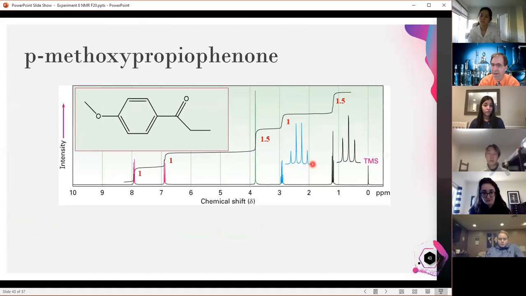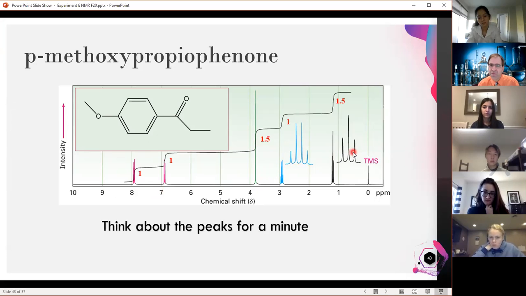P-Methoxypropiophenone. I gave you the structure for that because I would have to look that one up. So here is the splitting for p-methoxypropiophenone. Couple things that we notice. One is we've got a couple of peaks down here in the 7 to 8 region. If you see two sets of peaks out there, you've got an aromatic ring. Just know that. Those are the aromatic protons. And then we've got a singlet here at around 4, a quartet around 1, and a triplet around 1.5.